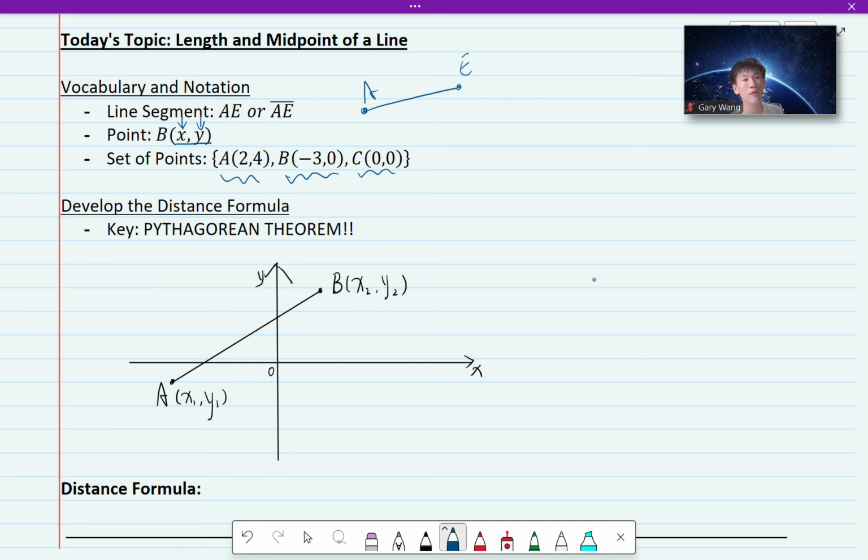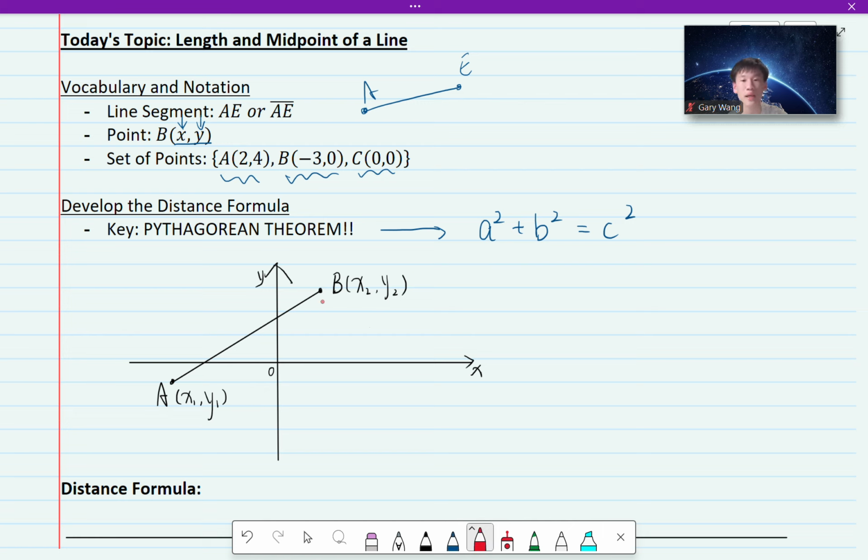And now let's delve right into the distance formula for any line segment. The key to the distance formula is actually something we have already learned before, the Pythagorean theorem. Let's do a simple review. The Pythagorean theorem is simply a squared plus b squared equals c squared. But how can we apply this theorem to the distance formula for a line segment?